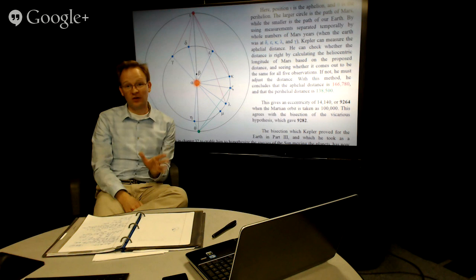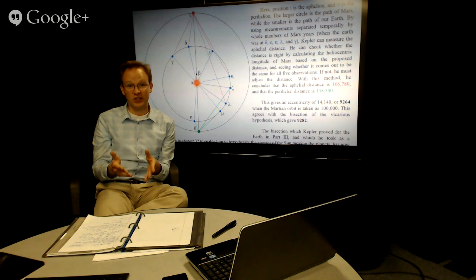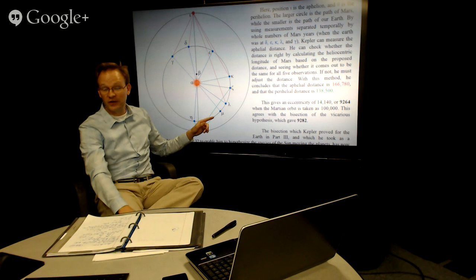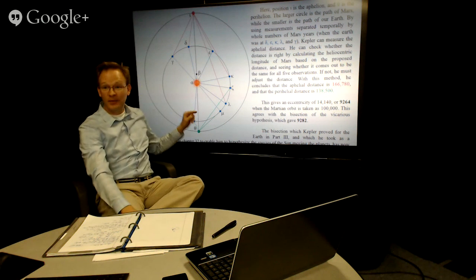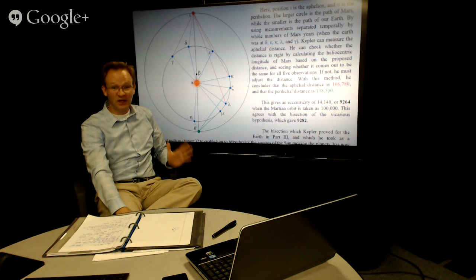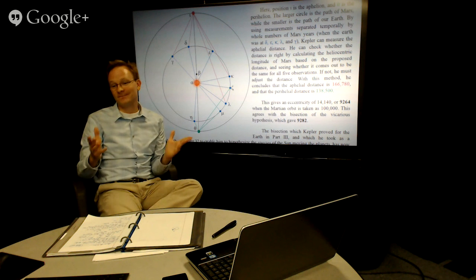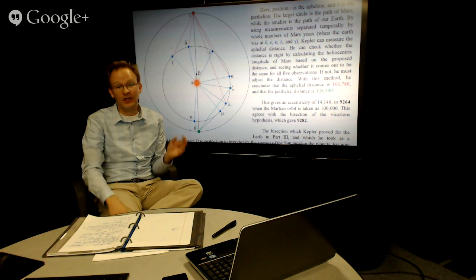In part 2, the closest he got to actually measuring the eccentricity, the distance from the Sun to Mars's center, by measuring it at aphelion and perihelion, was that it was in the range of 8,000 to 10,000. That's not that helpful.